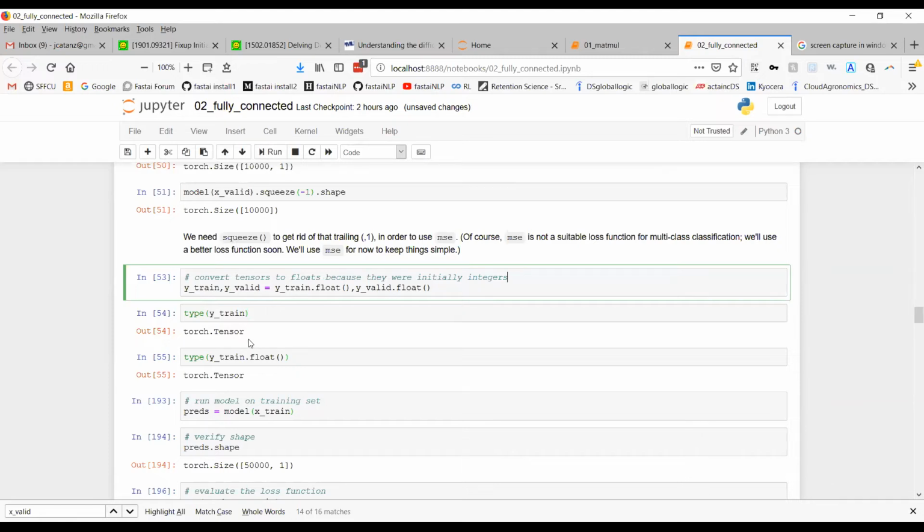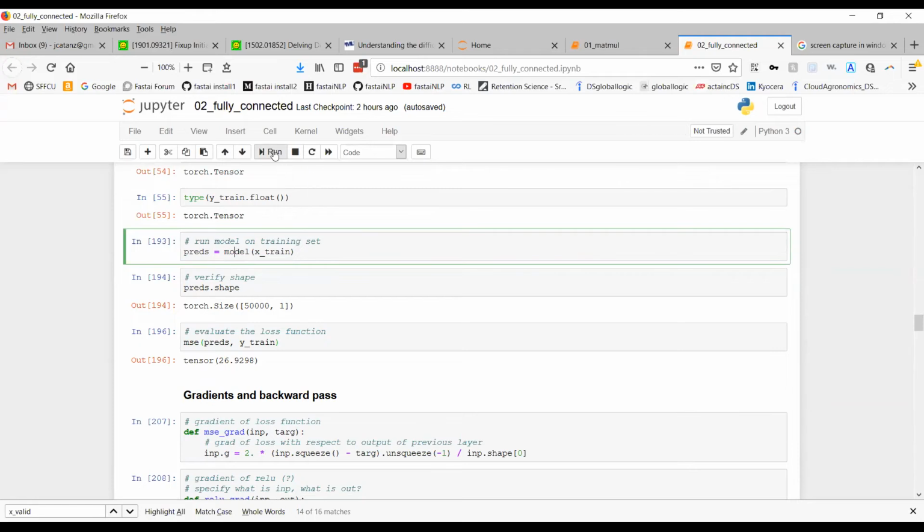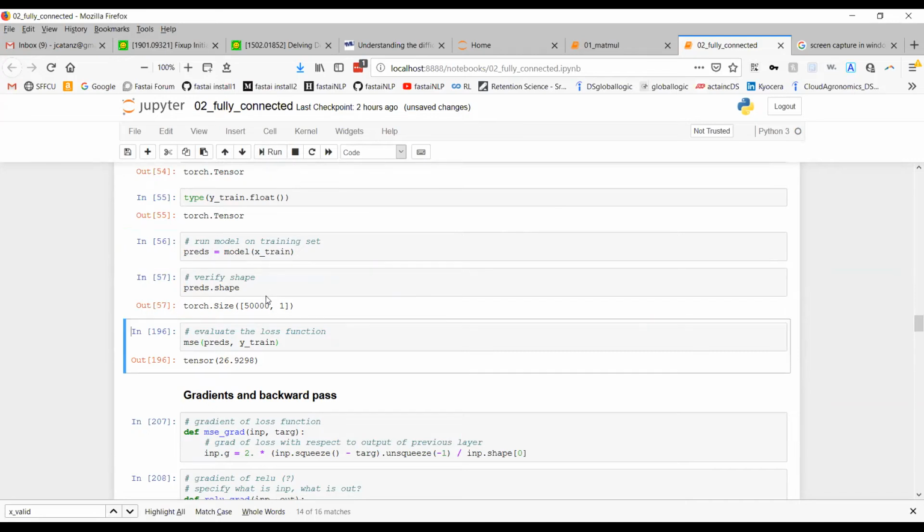That's great. All right. So now we can run the model on the training set to get the predictions. Verify that the shape of the predictions this time is going to be 50,000 by 1, because the validation set was 10,000 by 1, with 10,000 examples. The training set has 50,000 examples.